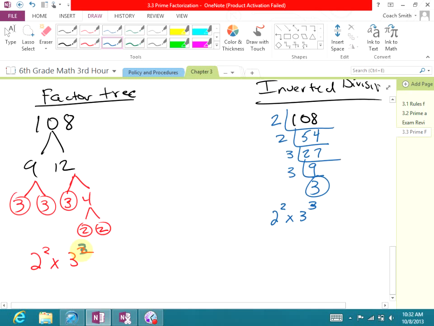Okay, so both ways you come up with the same prime factorization. Please notice that the prime factorization has multiplication signs in it. So when I tell you to prime factor a number, don't prime factor it out and then multiply it together again, because you're going to end up with the same number. Okay?